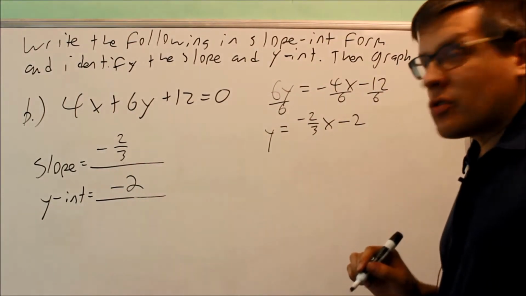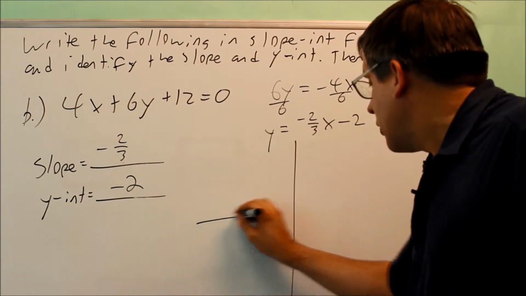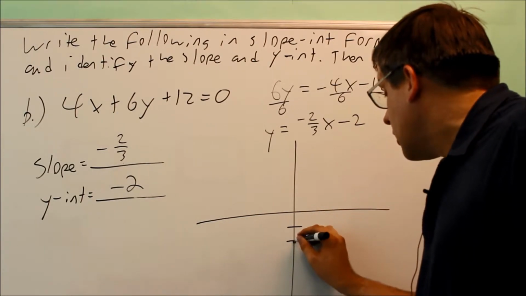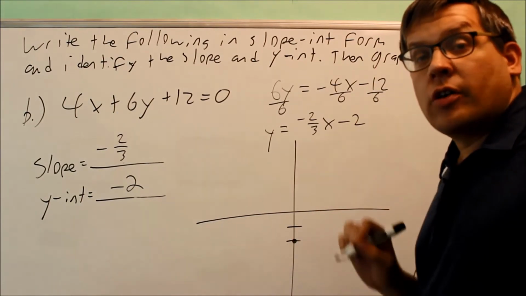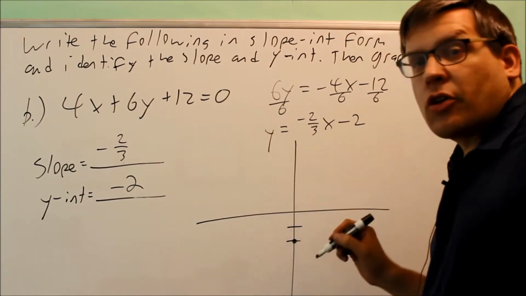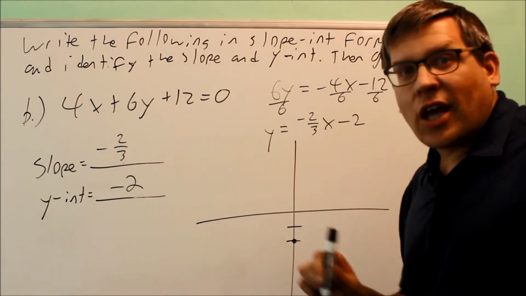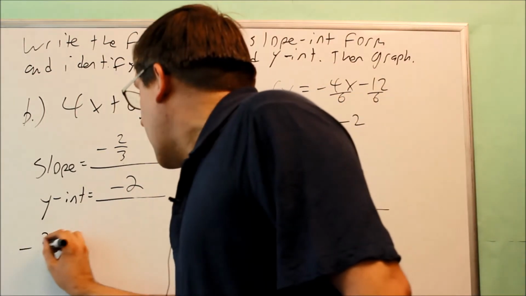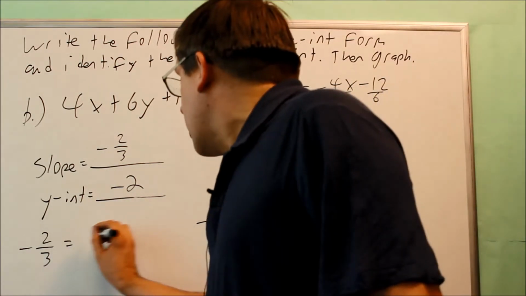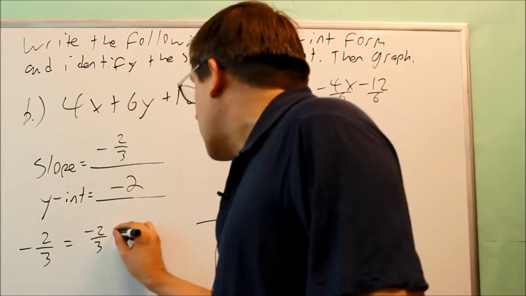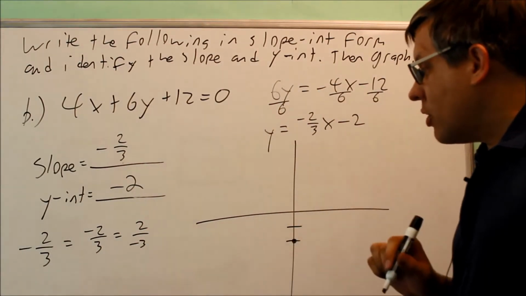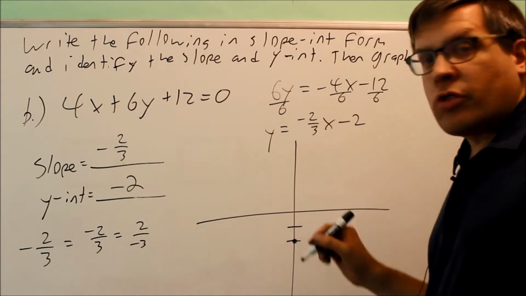So now I'm ready to start the graph. So when I do the graph, again, you always begin with the y-intercept. So I'm going to go down 2, and I'm going to make a dot right there. That's my y-intercept. Now, I'm going to use my slope to create another point that I can connect. Now, because I have a negative this time, I need to take a look at where I'm going to place the negative. So -2/3 can be written either as the negative on top, or I can put the negative on the bottom. And that's important because that's going to determine which direction I move.